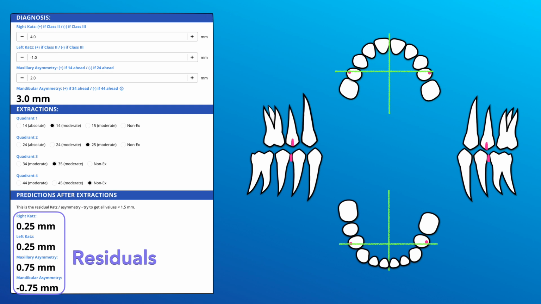Okay, so the calculated residuals using supercalculator and the simulation have worked out to essentially the same thing. So we're plus 0.25 millimeters on the right, plus 0.25 millimeters on the left. 1,4 is ahead of 2,4 by 0.75 millimeters, and 4,4 is ahead of 3,4 by 0.75 millimeters.